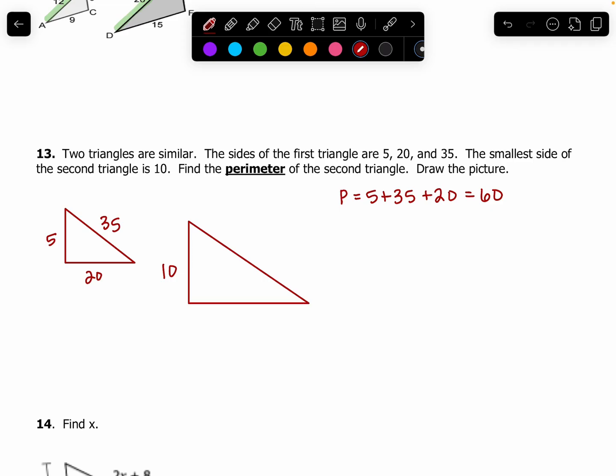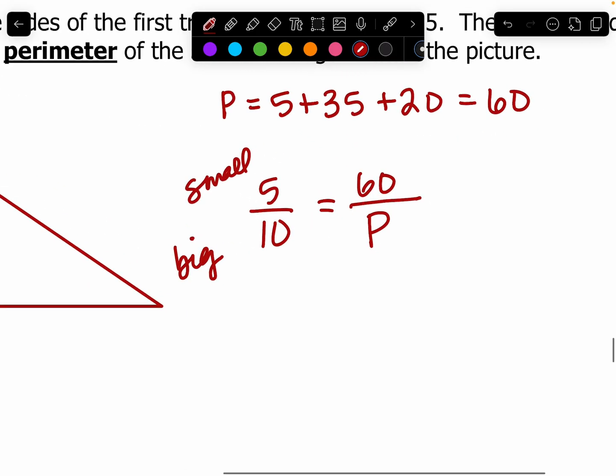Okay, and then to find the perimeter of the second one, we're just going to take the two sides that we do know, so 5 to 10, and then we're just going to set it up with the perimeter. So we're putting the smaller triangle at the top and the bigger triangle at the bottom. So the smaller triangle's perimeter is 60. We don't know the bigger triangle's perimeter, and that's what we need to solve for.